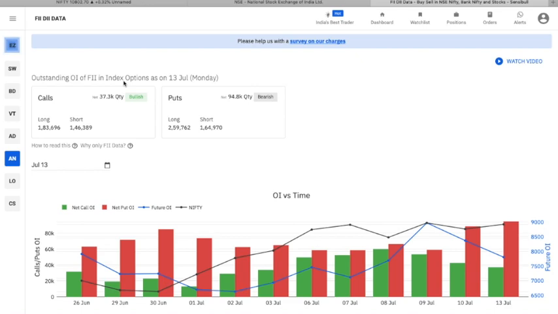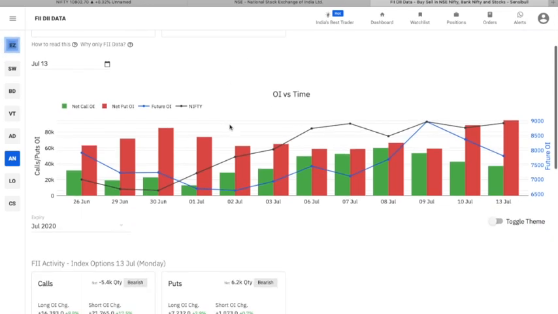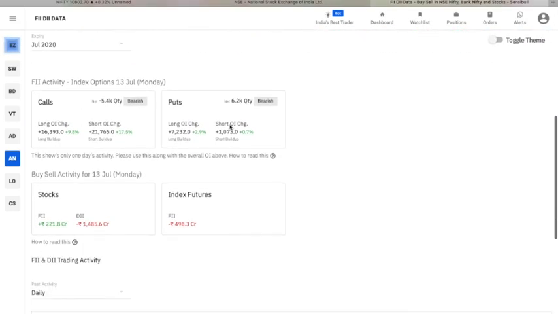Now if you look at the FII activities in index options, the change in open interest, which indicates either bearishness or bullishness, is negative for calls. What this indicates is that there is call unwinding, and it's a bearish sign. If you look at puts, there is actually an increase in open interest positions for a quantity of 6.2k, which again indicates it's bearish.